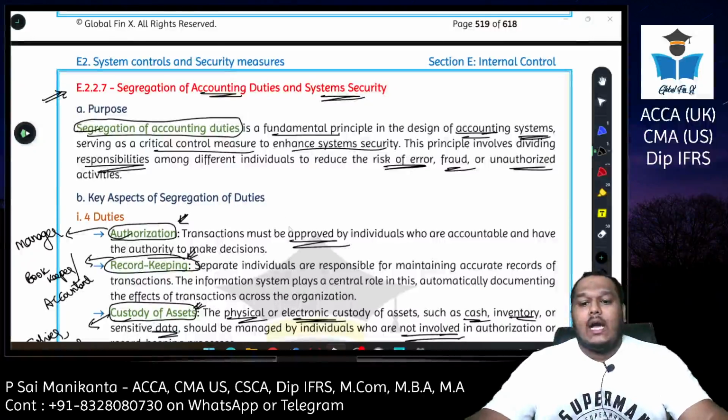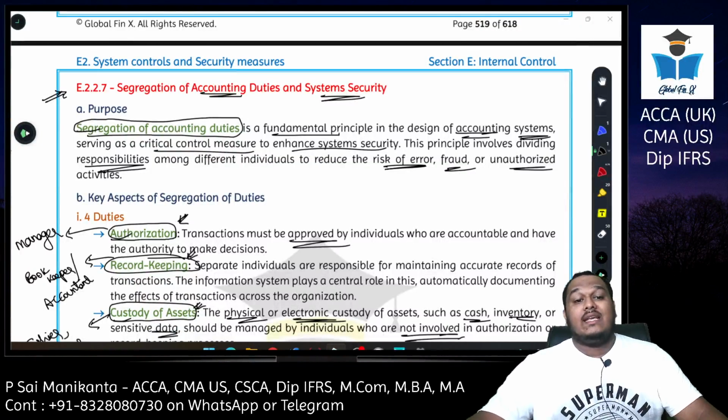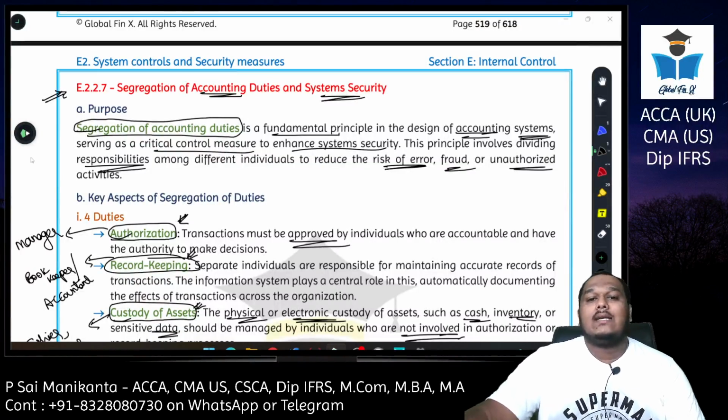All right, guys, I think that's it about section E, topic number 2, system controls and security measures.